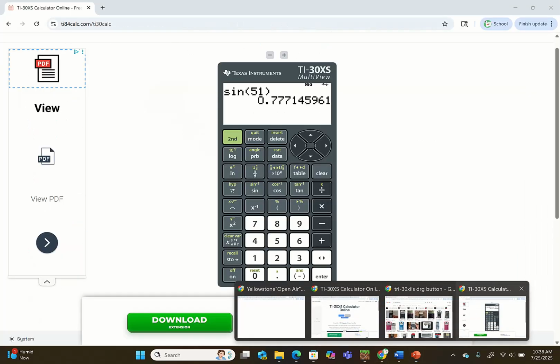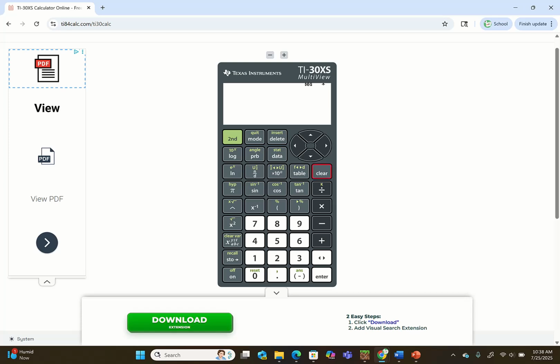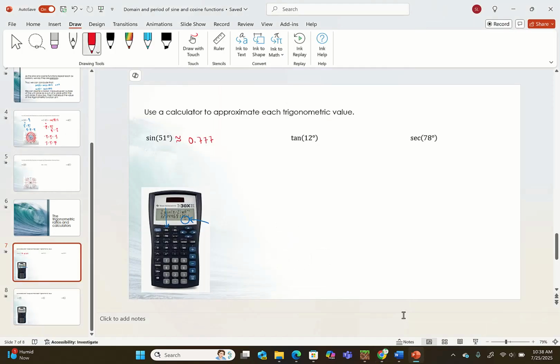Again, I'm going to go back to that calculator. I'll clear this out, and I'm going to say tangent of 12 degrees. And I get 0.213, because the 5 bumps the 2 up. So it's 0.213. Now for this last one, it says secant.